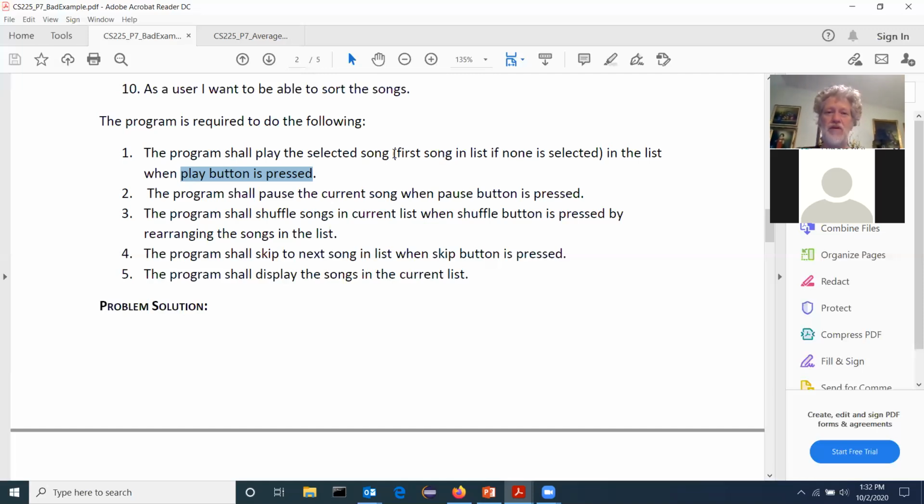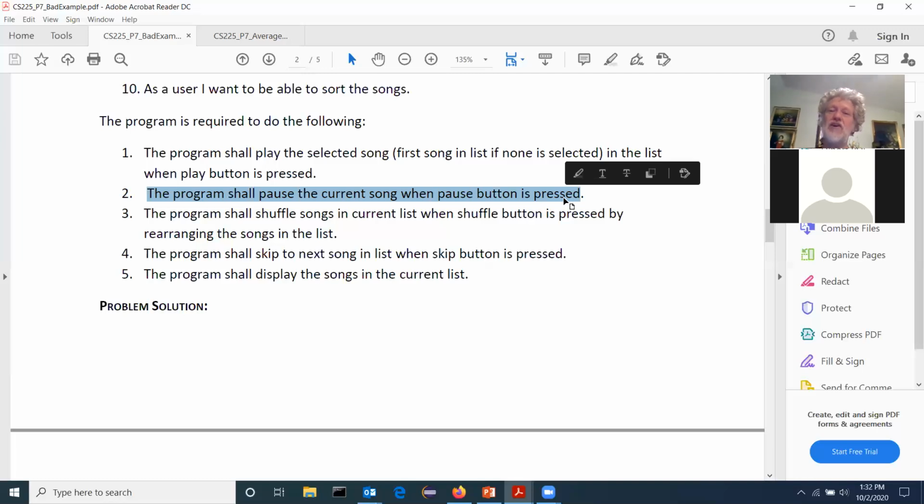And then a separate one would be if the user has not selected a song and has requested play, then the first song in the list will be played. Separate requirement. The program shall pause the current song when the pause button is pressed. Again, maybe what it does is it plays the rest of the song and then pauses. That meets that requirement. Right? It meets the literal text of the requirement.